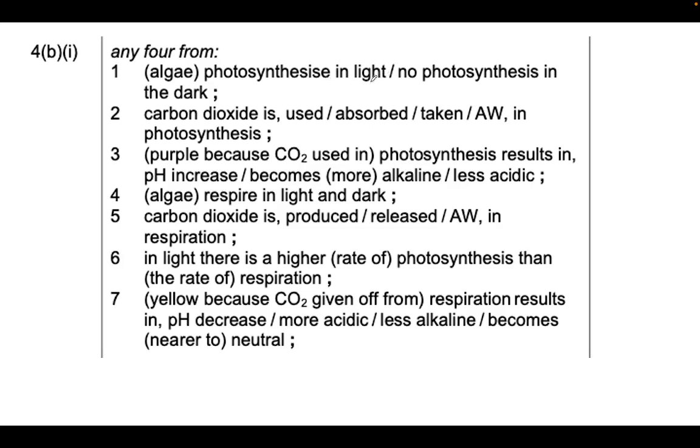Photosynthesis in the light, where we had light, photosynthesis had to happen, and carbon dioxide is used up. I think we understand that. It's why it turned purple. Means in purple, because carbon dioxide is used up, photosynthesis results in pH increase, and that's what the pH indicator is telling us, and we have high pH.